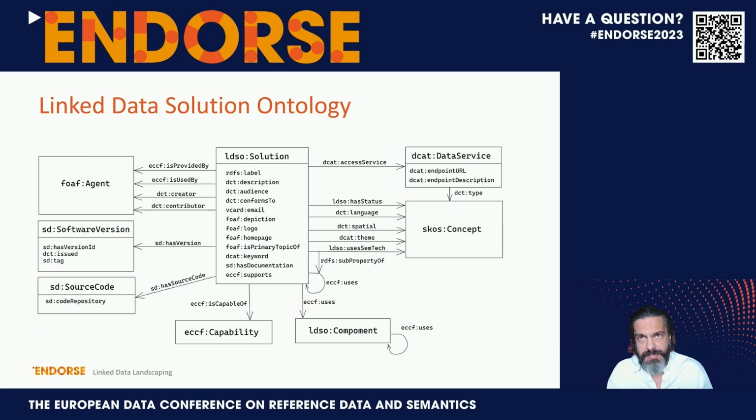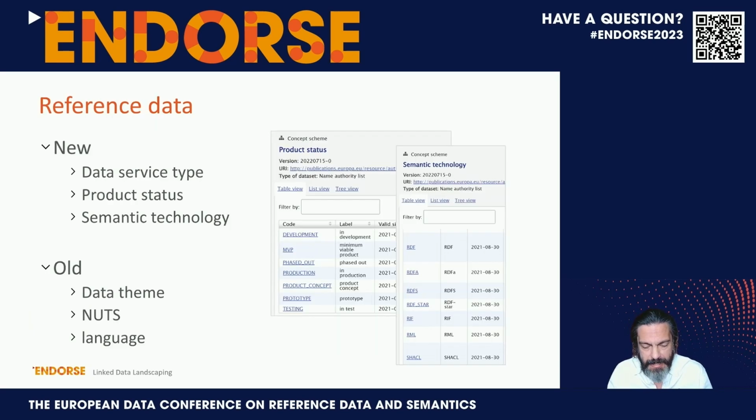Then the next step was to see what kind of reference data can be used, and if it's not available, to initiate creating what's missing. So we reused data theme, NUTS, language, and others, but there were a few that were missing, so we initiated new named authority lists, and this is how now officially we have the data service type, product status, where you can define if the current solution is, let's say, in MVP, phased out or a prototype. And another list that is also reused now by other organizations, that is the semantic technology table.